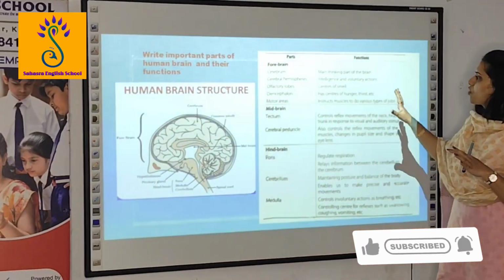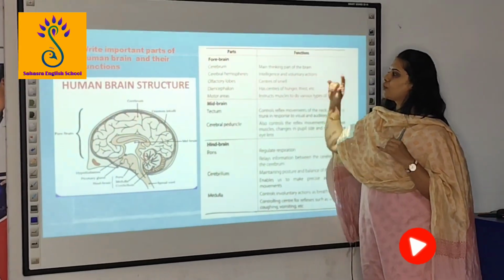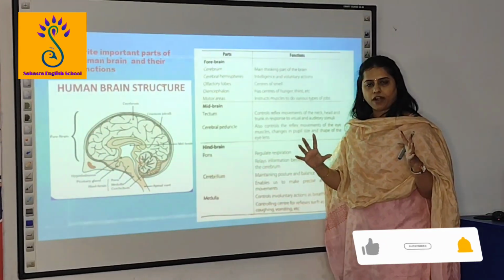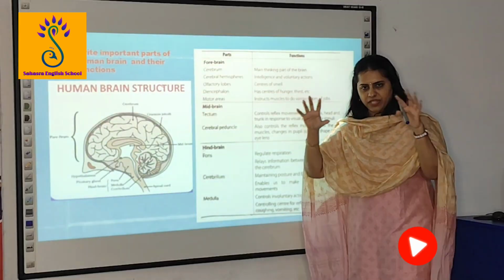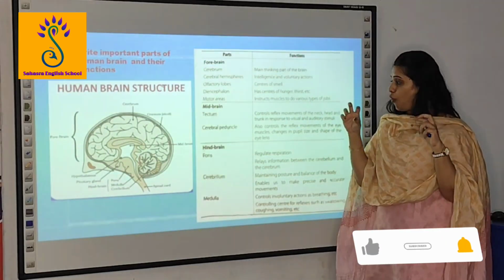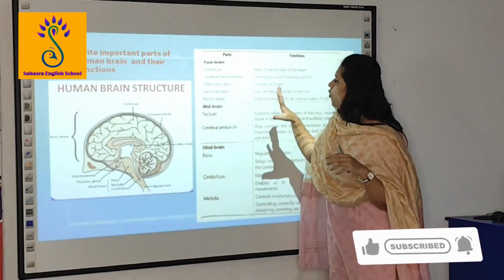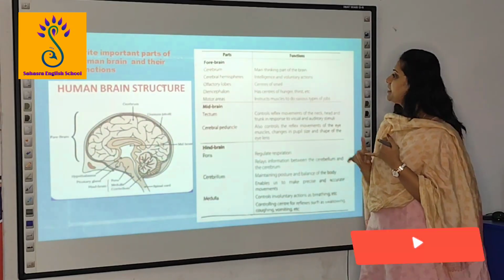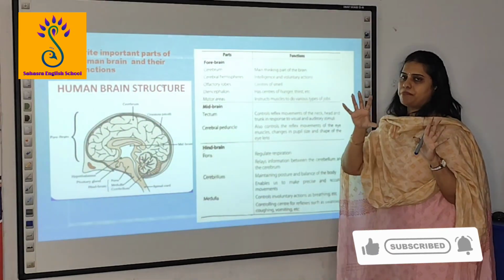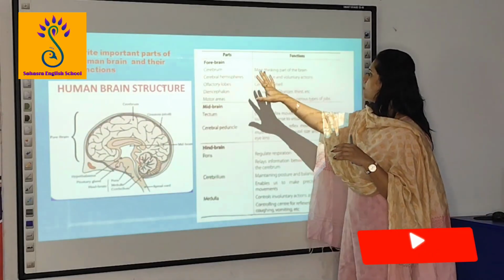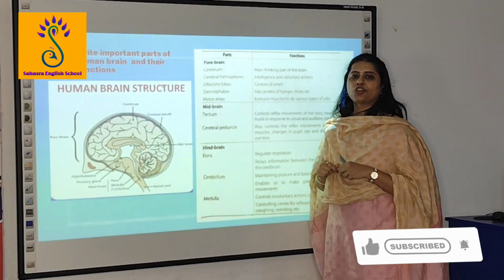Okay, coming to forebrain. Forebrain includes cerebrum or cerebral cortex. Cerebrum, it is the important one. It has cerebral hemispheres, olfactory lobes, diencephalon and motor areas. All that you can call cerebrum. What is the main function of cerebrum?